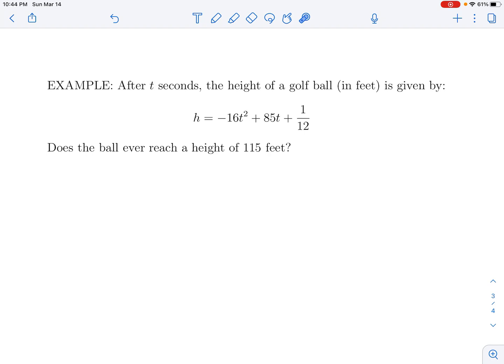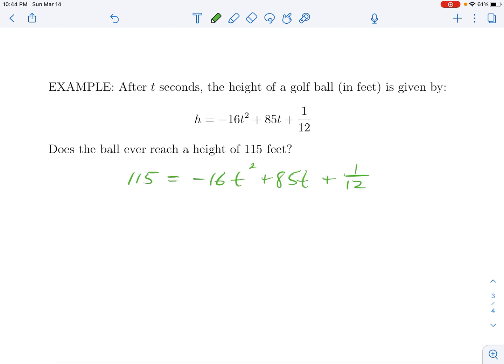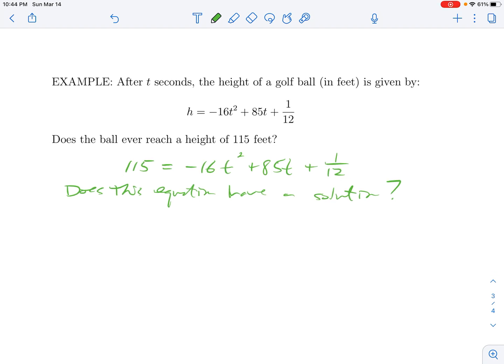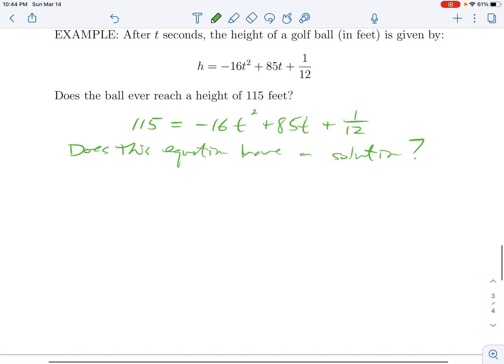So the question is, does the height ever get to 115 feet? So really, we're thinking about this equation. Height of 115 is negative 16t squared plus 85t plus 1/12. And we want to know, does this equation have a solution? And that's exactly what the discriminant does for us. So rather than find the solution, let's just see, is there one? This is just asking a yes or no question.